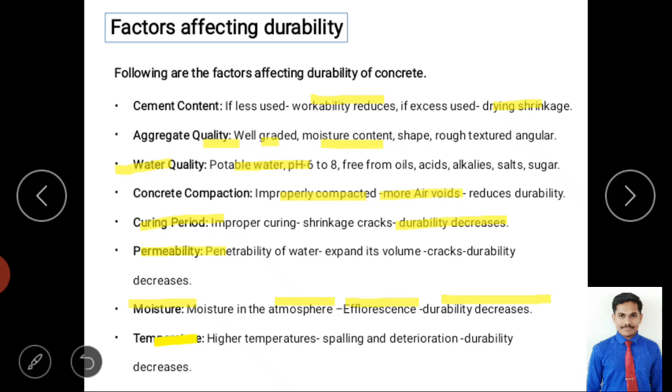So next is temperature. The higher the temperature, spalling and deterioration will take place. Why? Because of higher heat of hydration. Deterioration means cracks, and we get falling of some plastering or cover materials, and the particles of cement and aggregates deteriorate, meaning they are separating. Higher temperature causes rapid heat of hydration, and rapid heat of hydration causes cracks. That affects the durability of concrete, and the higher the temperature, the less the durability.